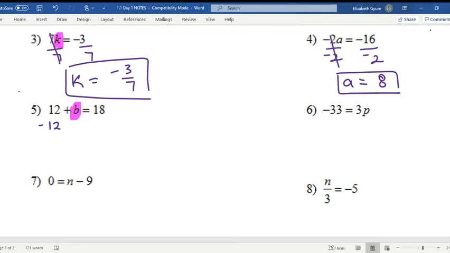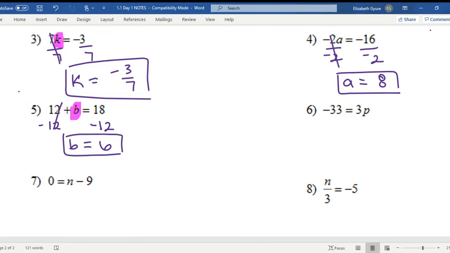That's correct, Mason and Dallas. They're answering through the chat, so I'm trying to let them know. So we're going to subtract 12 from both sides, and you're going to get b equals 6. Good.